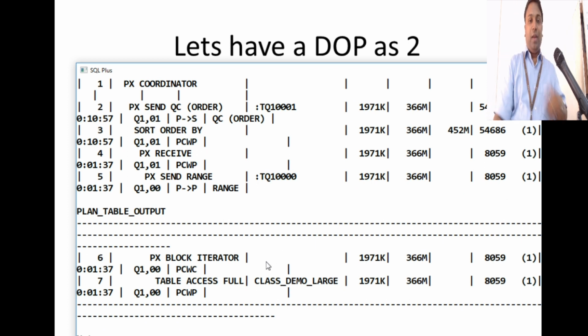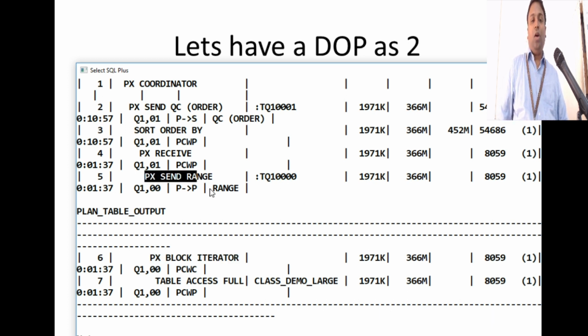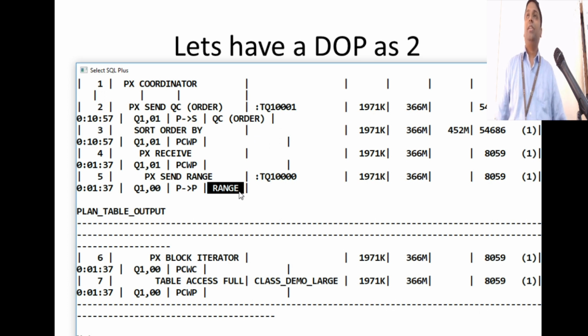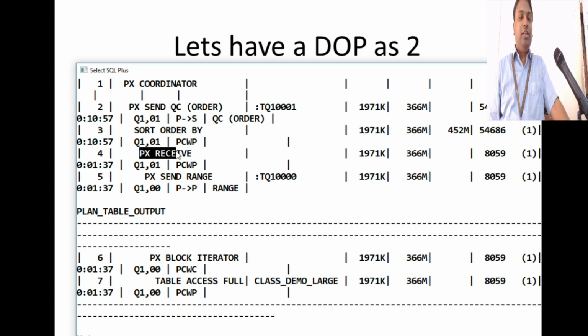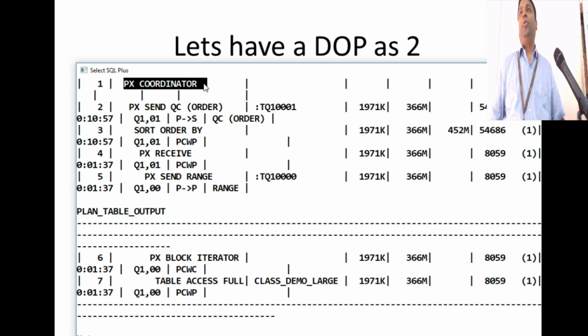Now when you view this plan, this is where we understand some kind of parallelism has been achieved. There is a block iterator. Your table gets divided into blocks, and this block iterator is used by the producers to get the data from the blocks. And PX send range, what does that mean? Using the range, the producers distribute the records to the various consumers. And finally PX receive. Receive is where the consumers receive the records, and then they sort them in parallel. Finally, all the sorted partitions will be sent to the coordinator, who will merge them and give you the result.